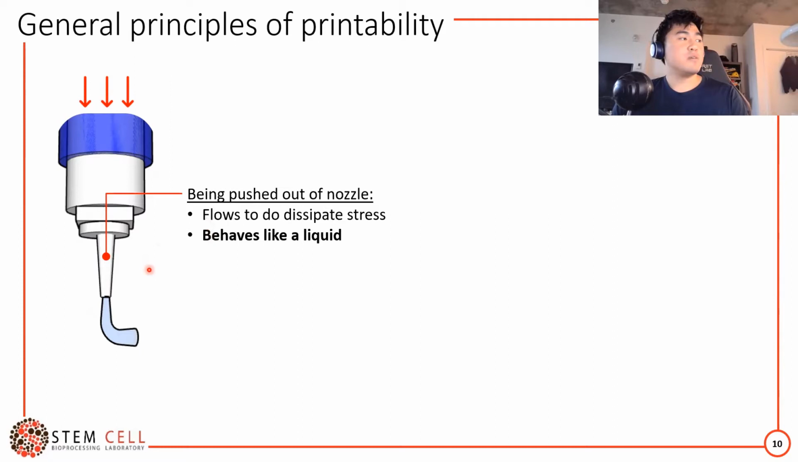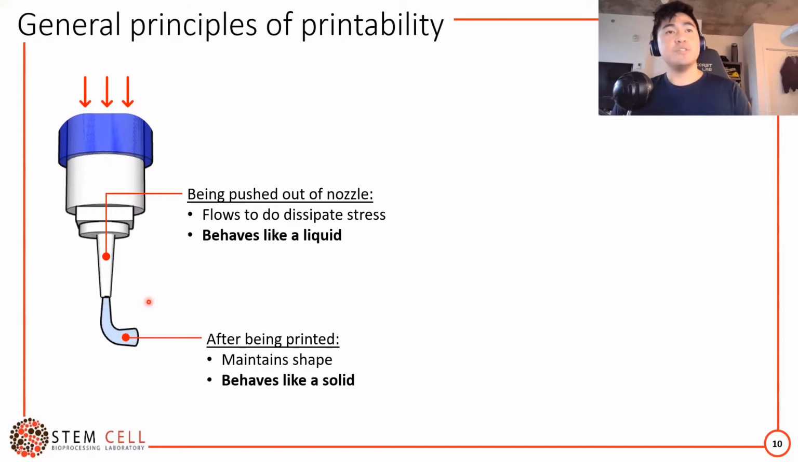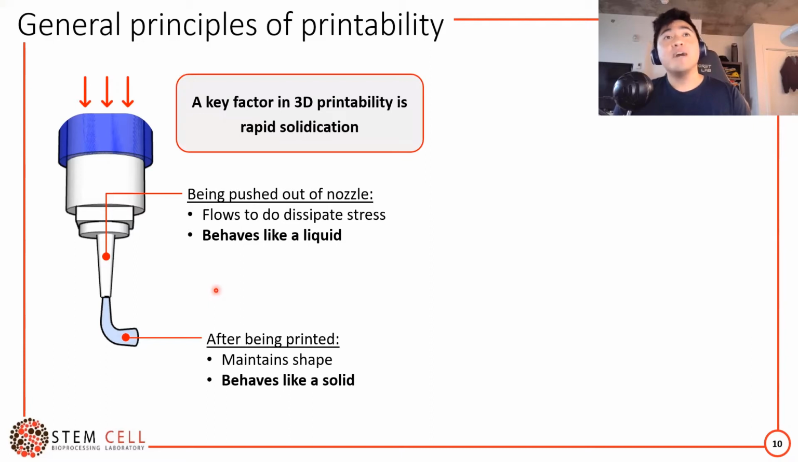Now, when the material is being pushed through the nozzle, essentially what you want is something that behaves like a liquid. This is important because you want your material to be able to flow out of your nozzle very easily. If you have cells in there, it'll minimize the stresses that are imparted onto the cells and helps you keep your cells alive. However, once the material is done being extruded or is deposited, you would like it to behave like a solid, and not just slowly become a solid, but immediately freeze or solidify in order to maintain that 3D shape that you're trying to achieve. So in other words, a key factor in 3D printing is the rapid solidification. So going from a liquid to a solid.